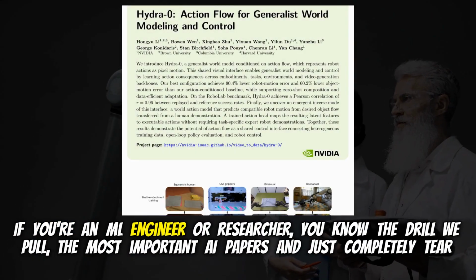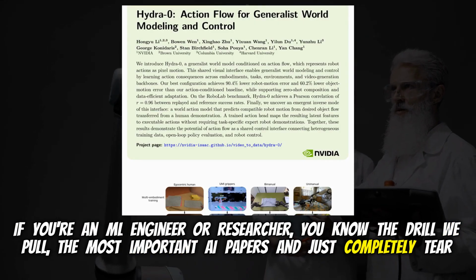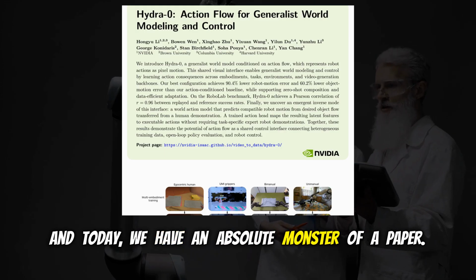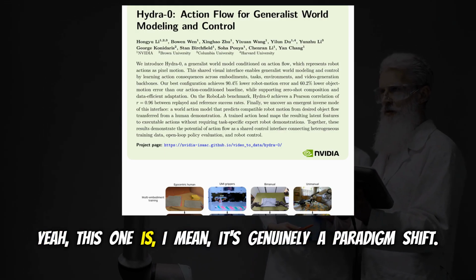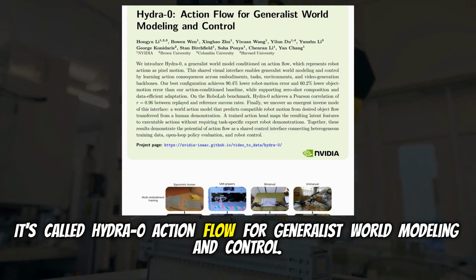If you're an ML engineer or researcher, you know the drill. We pull the most important AI papers and just completely tear into them. And today, we have an absolute monster of a paper. Yeah, this one is genuinely a paradigm shift. It really is. It's called Hydra-0: Action Flow for Generalist World Modeling and Control.